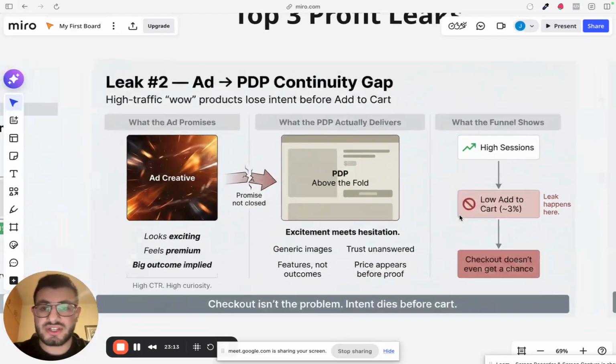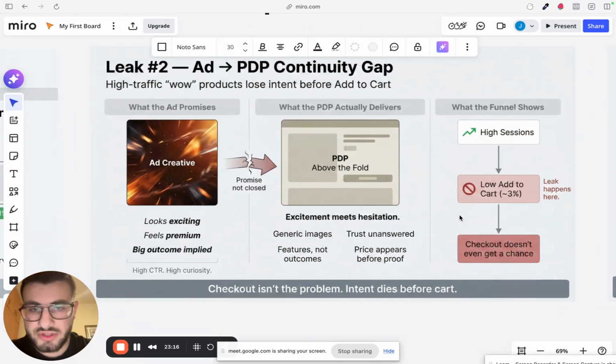Okay, so your second leak is your ad to PTP continuity gap. We talked about this. You have high traffic, wow products, so they're impressive, but they lose intent before adding to cart. The ad promises something fire, exciting, premium, a big outcome, which is why you have a high click through rate and high curiosity. But the promise is not closed in the PTP above the fold, as we just said. So excitement meets hesitation. We have generic images, features instead of outcomes, and no way to trust the actual product unless we scroll down a lot.